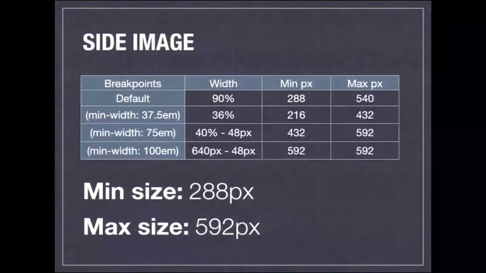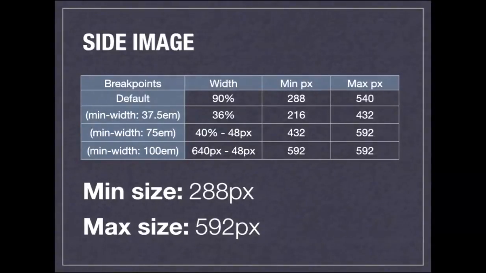This gets a little bit more complicated, but we can do it. By default, remember, it was 90% as wide. So if we do 90% of our minimum, which is 320, we get 288. And then for the maximum, what we want to look at is 90% of the next point where it changes.